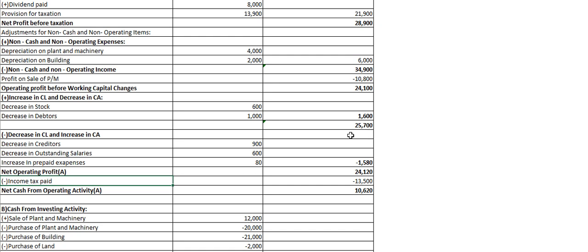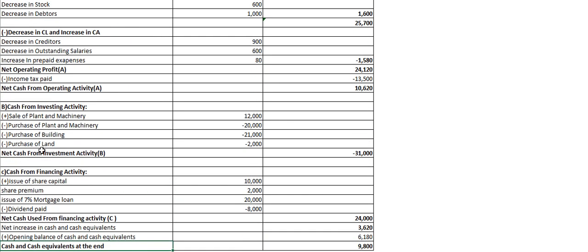If you add, you get 27,000, 25,700, and if you minus 1,580, you get 24,120, which is nothing but our net operating profit. Now if you minus the income tax paid, which is 13,500, we get the net cash from operating activity. So this is your first part of the solution, which is your net cash from operating activity.